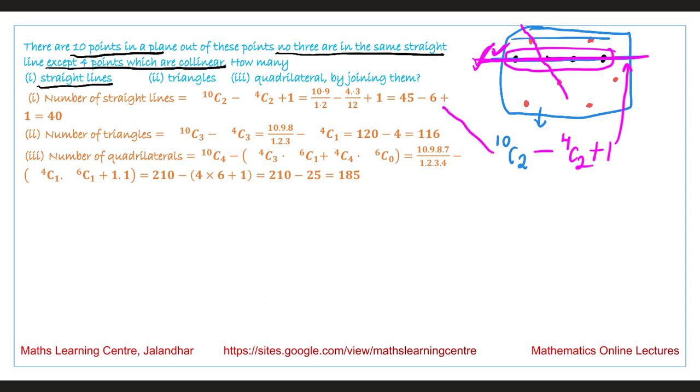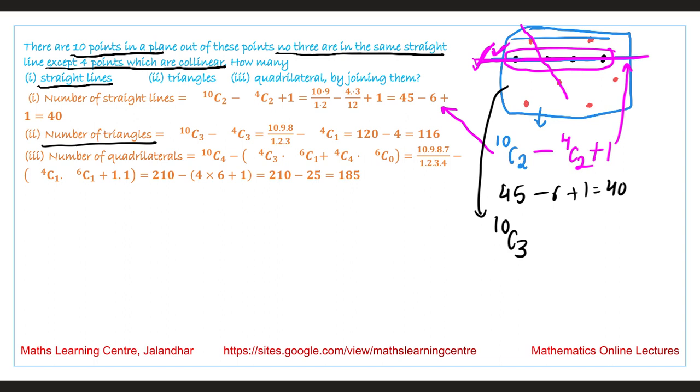So the answer we are getting over here, on solving this value we will get, it is 10C2, that is 45, minus 6 plus 1 is equal to 40. In the second case, we are talking about number of triangles. So we are saying that out of these 10 points, we have to choose now 3 points. We have to choose 3 points to form the triangle.